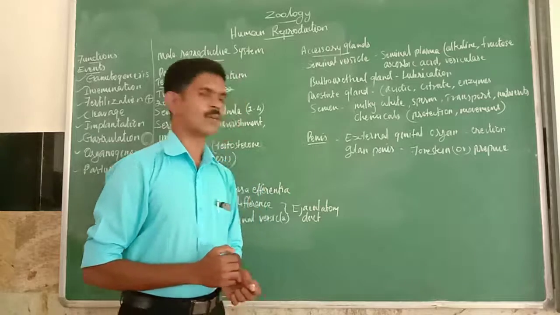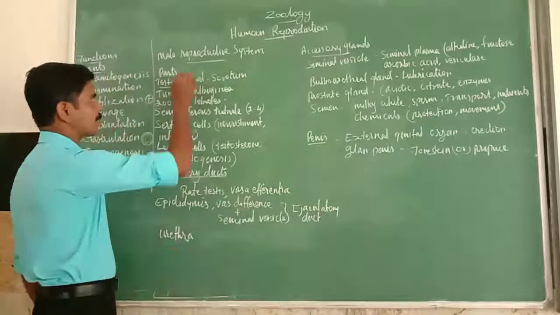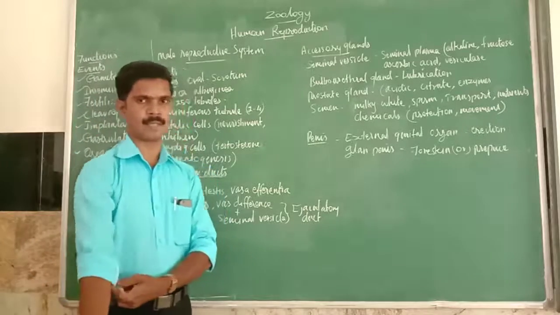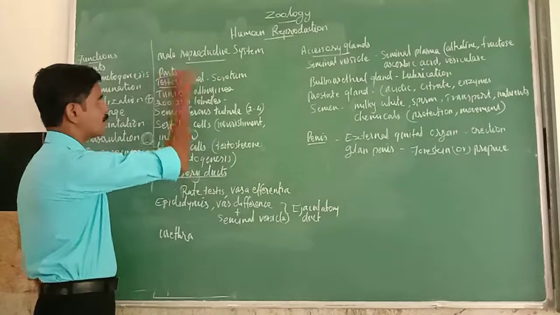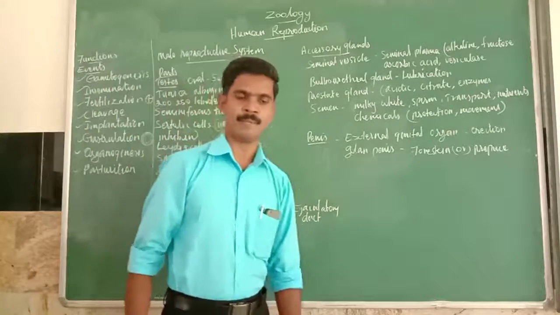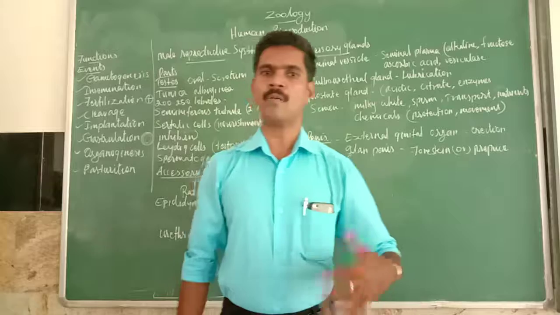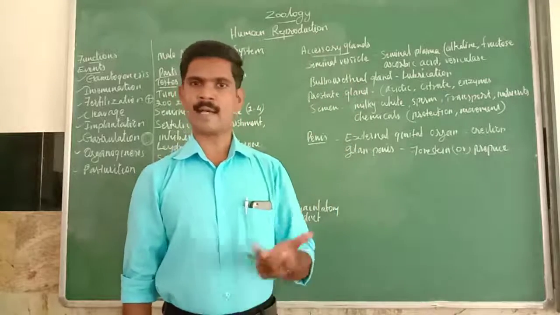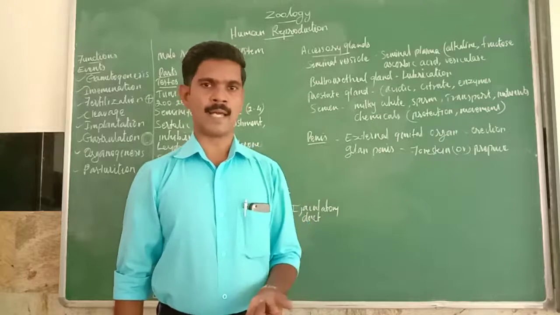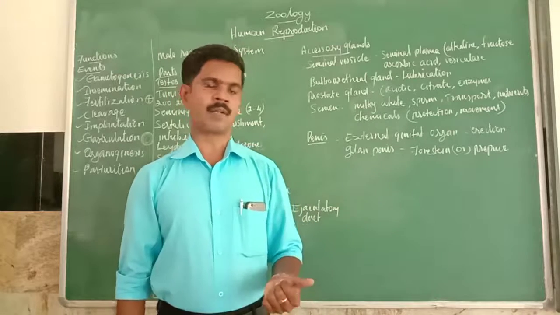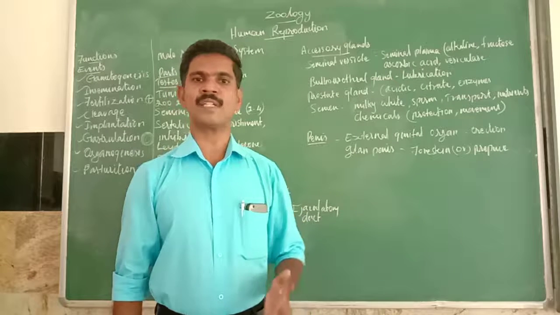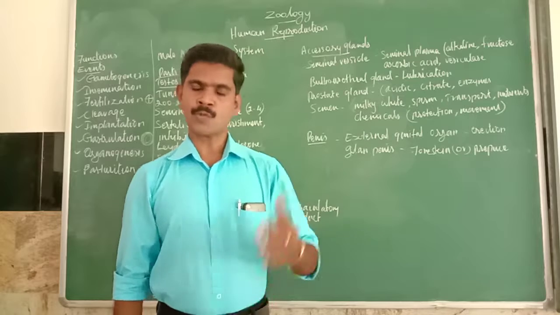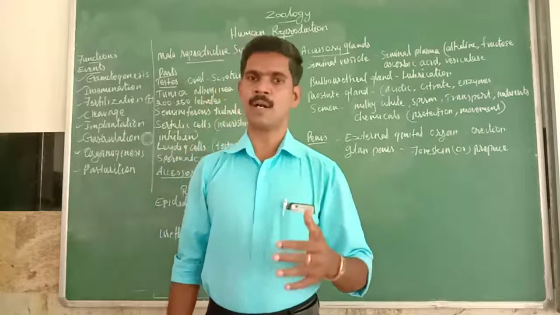Understand? So now we are going to study the structure and functions of the male reproductive system. First we are going to study the parts of the male reproductive system. The male reproductive system is made up of many components or parts, for example, a pair of testes, accessory ducts, accessory glands, then the external genital organs. So these are some of the components of our male reproductive system. Now we are going to study all these parts one by one.